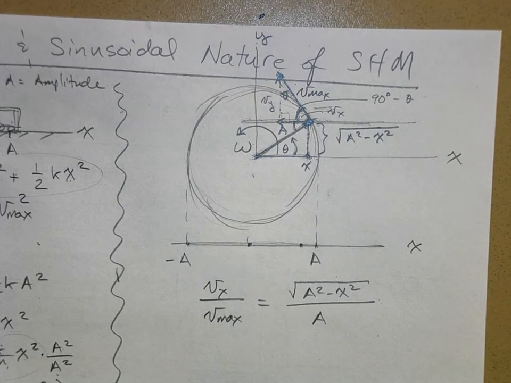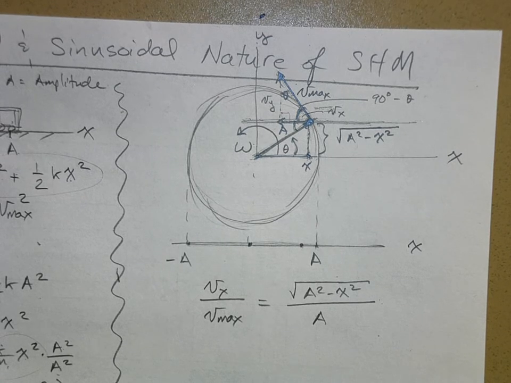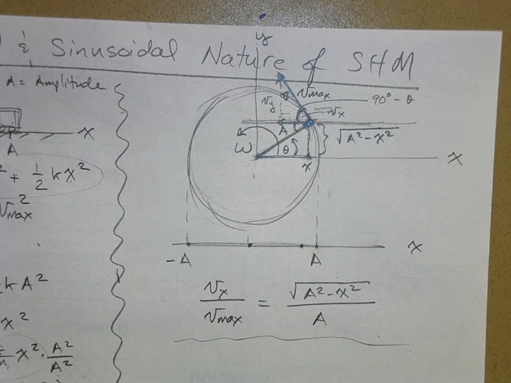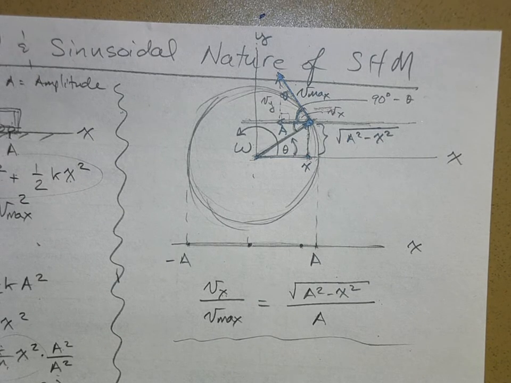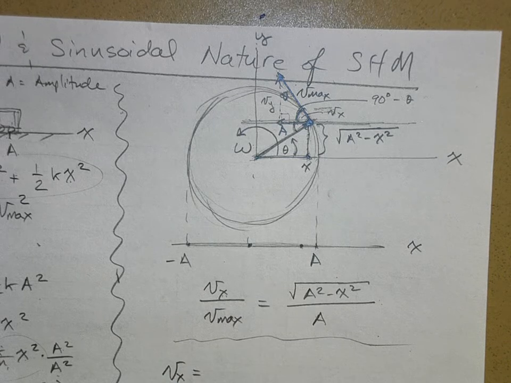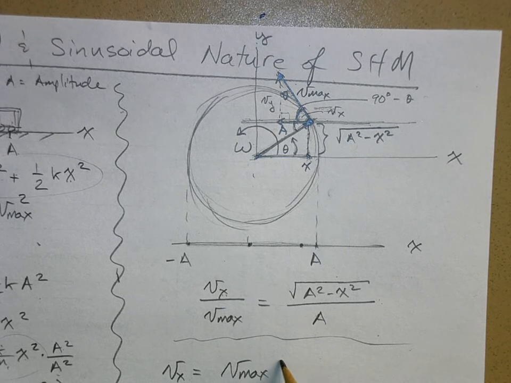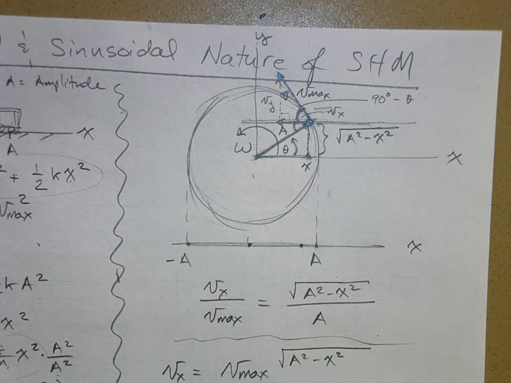Okay, now does everybody see what I did? Sorry, it's a proof, so you have to go through all these little details. Again, I'm not going to require you to memorize this proof. I just want you to see it so that you know I'm not pulling these equations out of somewhere unspeakable. All right. Now, I'm going to solve this for Vx. So the velocity in the x is equal to Vmax times the square root of a squared minus x squared over a.